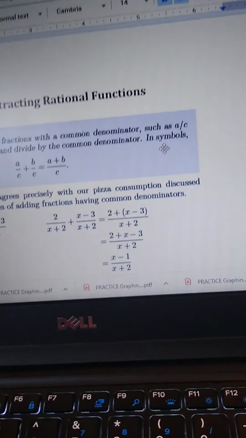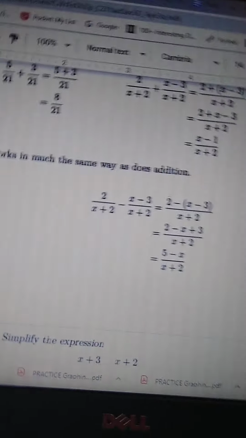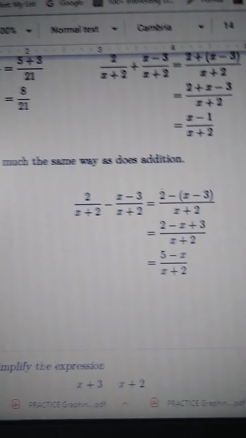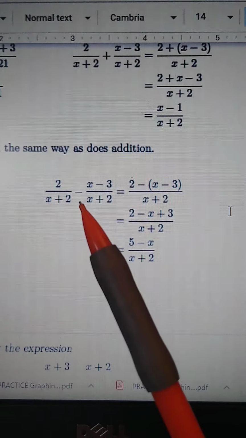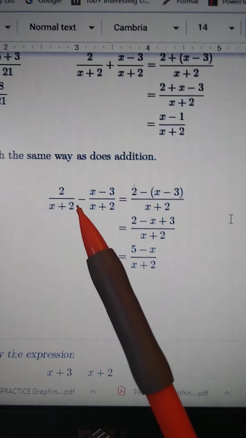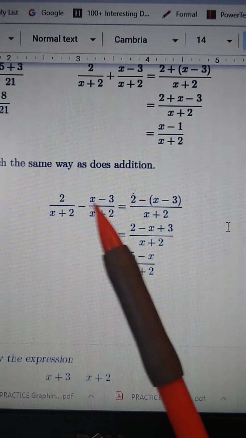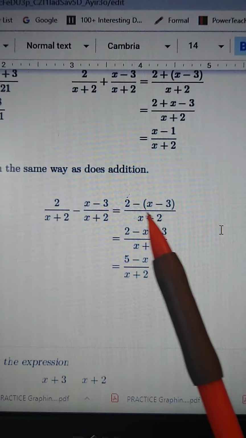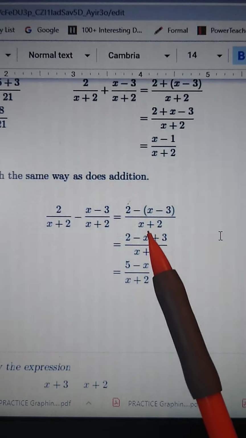Let's go ahead and scroll down. Same thing works for subtraction, the same way as we would do with addition. So, same exact problem, only with a minus sign in between, and this is why the parentheses are important. So I have common denominators. I would do 2 minus the quantity of x minus 3. 2 minus that second numerator as a quantity, x minus 3.